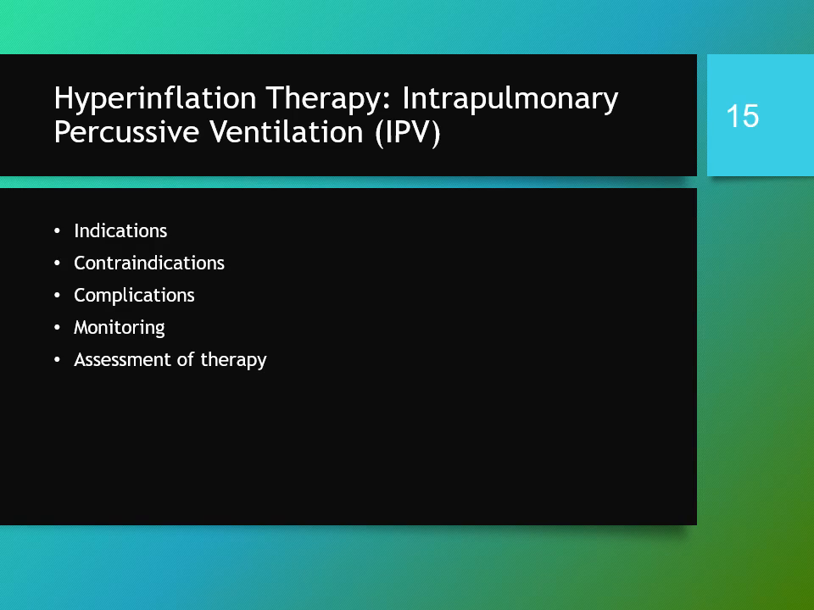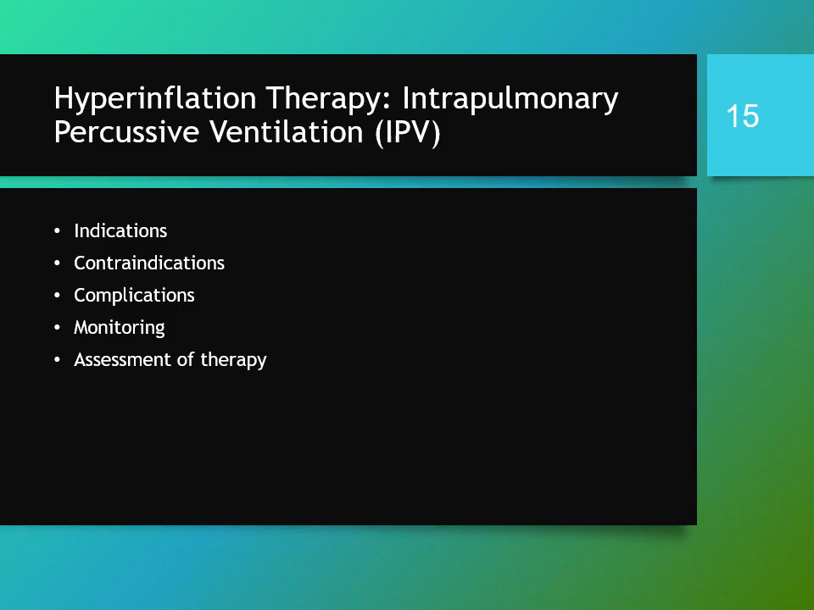Some complications include barotrauma, so over-distending the lungs, or a rupture like a pneumothorax can happen as well if the pressure that's created is too high. You can get hemoptysis, bleeding in the airway, or bronchospasm, or even, secondary to the bronchospasm, some hypoxemia.